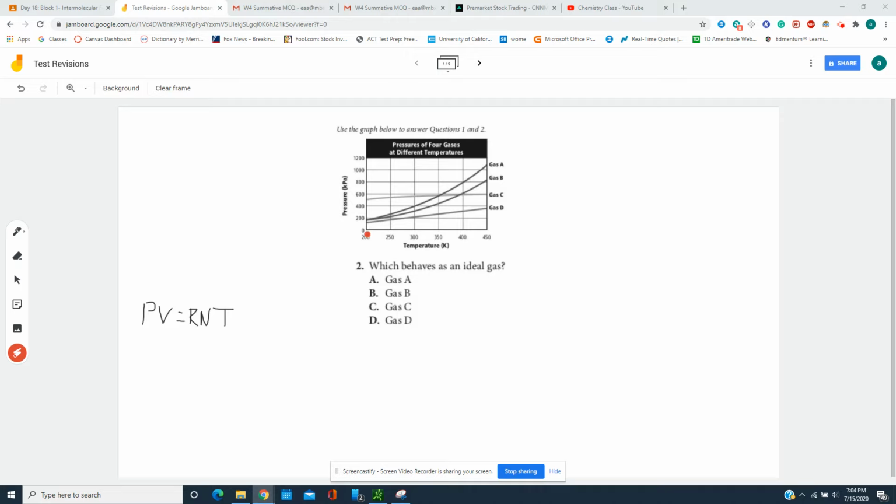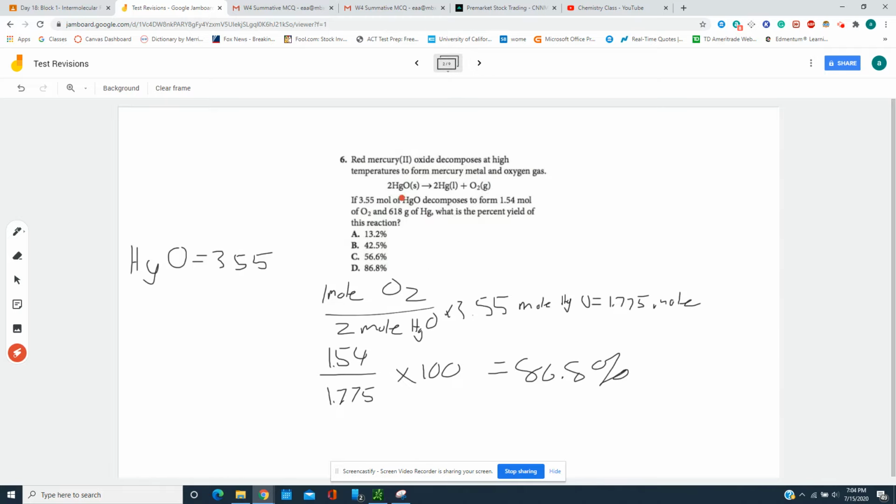So one of the gas laws is Charles's law, which pretty much states that temperature and pressure are proportional to each other. So if one of these was an ideal gas, it would need to be straight because they're directly proportional. So the only straight line here is gas D. So that's the answer.